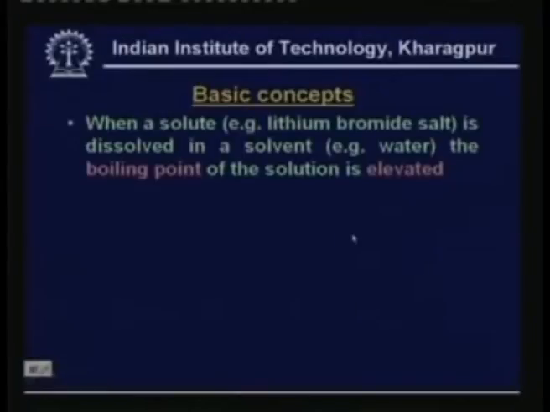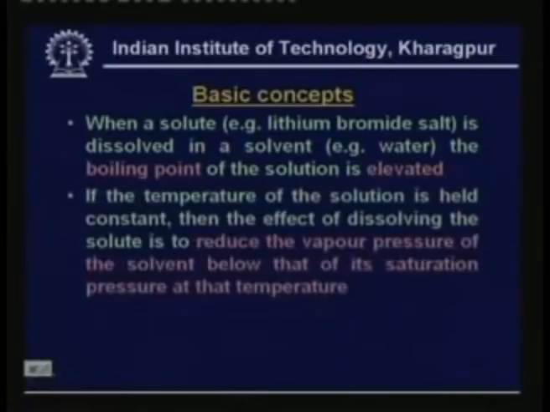The first basic concept is that when a solute, for example a lithium bromide salt, is dissolved in a solvent, for example water, the boiling point of the solution is elevated. You can also state this in another way. For example, if you are keeping the temperature constant and dissolving the solute in a solvent, then the effect of this dissolving is to reduce the vapor pressure of the solvent below that of its saturation pressure at that temperature. This is the basic concept based on which the absorption systems have been built.